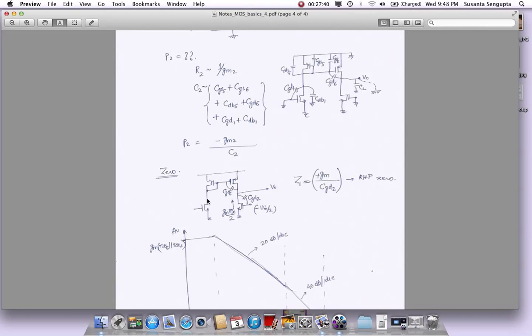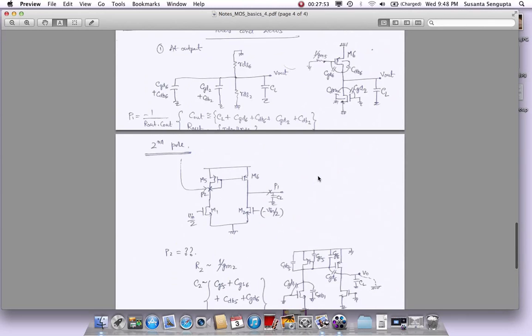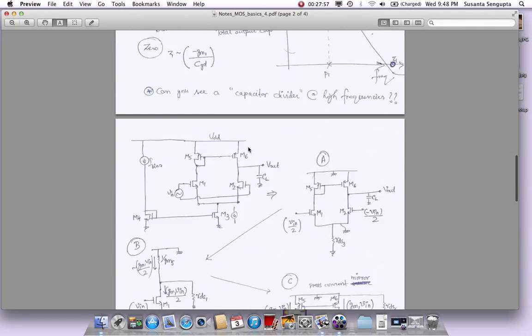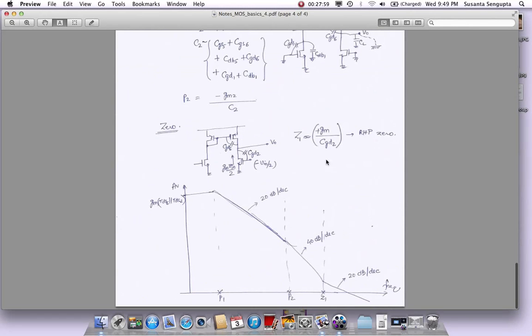In this case, let's just look at the zero here, which will be the same as before. As I mentioned, it will come out as GM divided by CGD. GM by CGD2 will become the zero, and previously I made a mistake of putting a minus sign here. This is not minus, it should be a plus sign, because this actually forms a right half plane zero, and right half plane zeros actually cause problems.